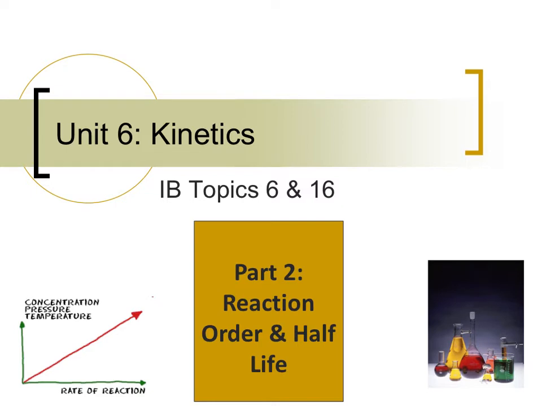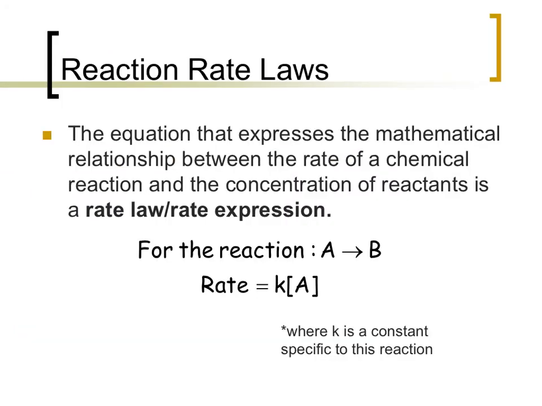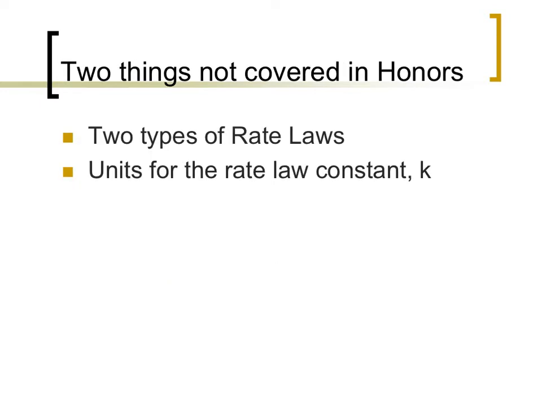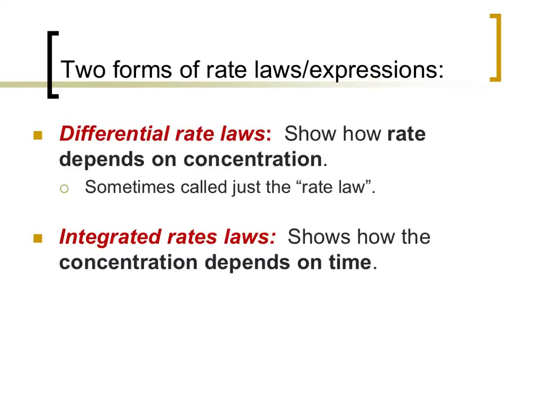Next we're going to get into a little more detail on the rate law. Keep in mind that the purpose of writing a rate law is to show how rate is dependent on the concentration of the reactants. There are two details about the rate law that were not covered in the Honors Chem notes. One is that there are actually two types of rate law, and the other is that there actually are units for the rate law constant.